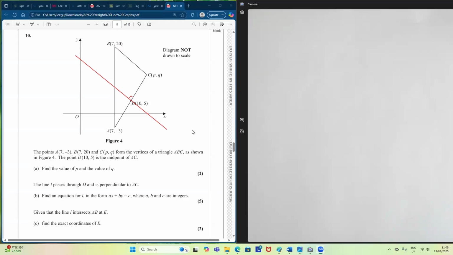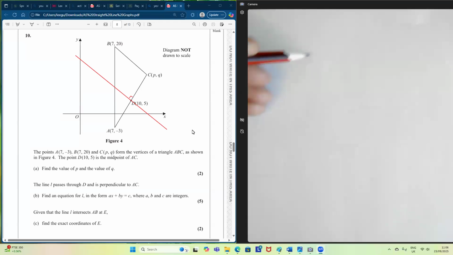It says the points A, which is (7, -3), B (7, 20), and C, which is (p, q), form the vertices of a triangle ABC as shown in figure 4. The point D, which has coordinates (10, 5), is the midpoint of AC. Find the values of p and q, part a, for 2 marks.